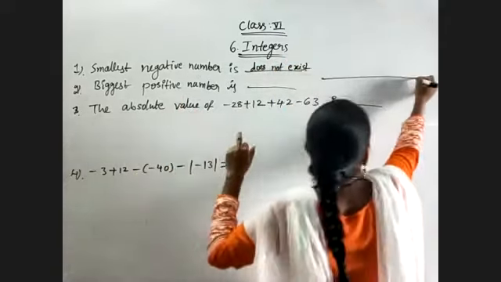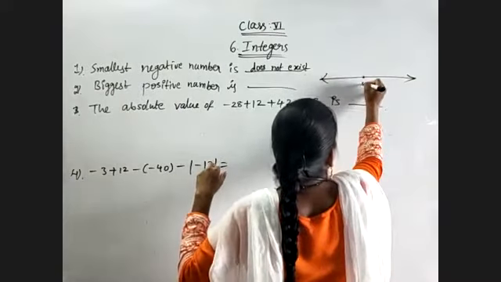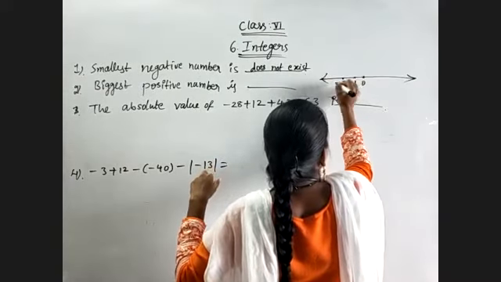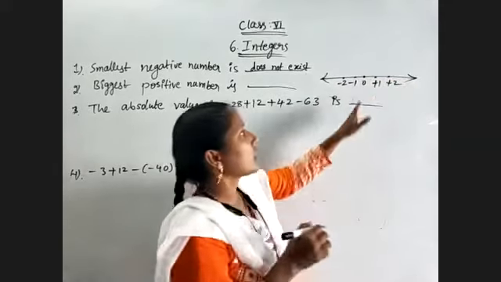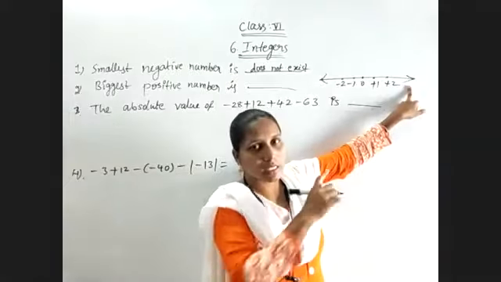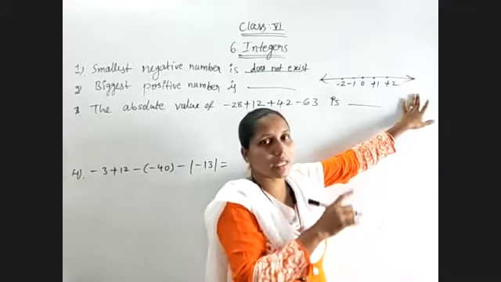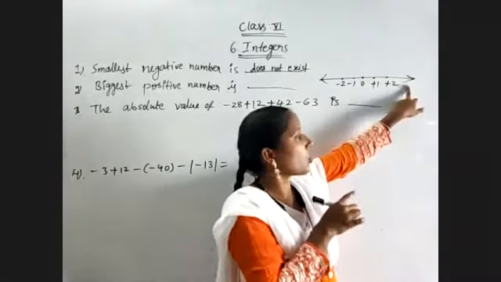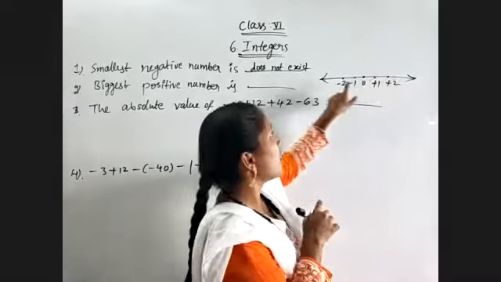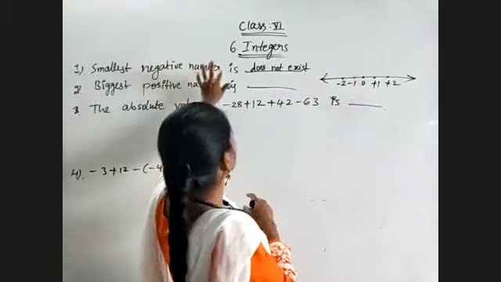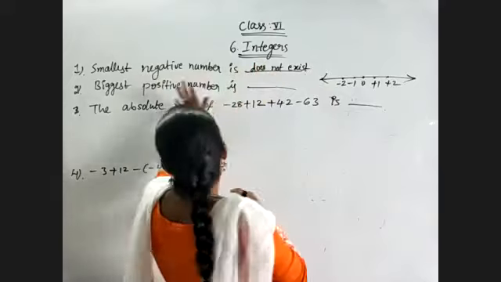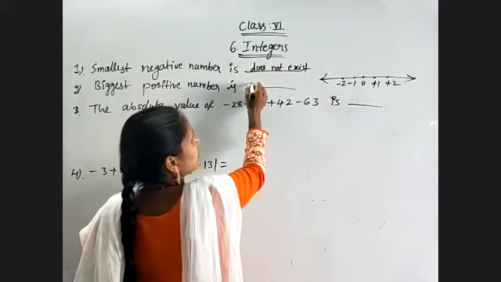Just observe while we are writing 0, minus 1, minus 2 and so on, and plus 1, plus 2 and so on. These arrow marks indicate there is no end, that it is moving on, meaning there is no highest positive integer and no lowest negative integer. That's why the smallest negative number does not exist and the biggest positive number also does not exist.